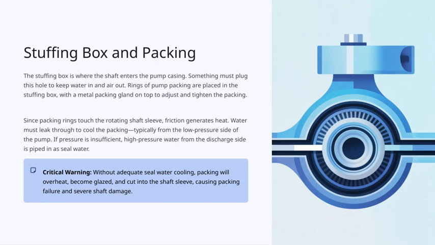This friction generates heat, which can be problematic if not properly managed. That's why water needs to leak through the packing to cool it down. Typically, this cooling water comes from the low-pressure side of the pump. However, if the pressure isn't enough, we can pipe high-pressure water from the discharge side into the packing as seal water. It's very important to emphasize that without adequate seal water cooling, the packing can overheat.